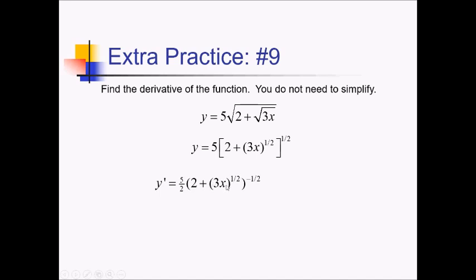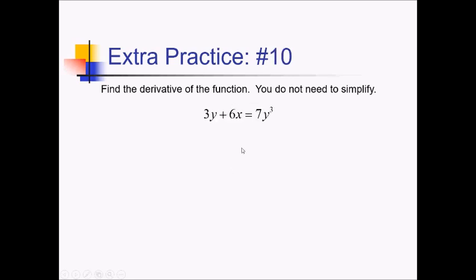Now I have to multiply by the derivative of this inner function. So that 2 gets differentiated away to 0. We really just have the 3x to the 1/2 to worry about. Derivative of that is going to be 1/2 times 3x to the negative 1/2 times the derivative of 3x, which is a little tail out here of 3.